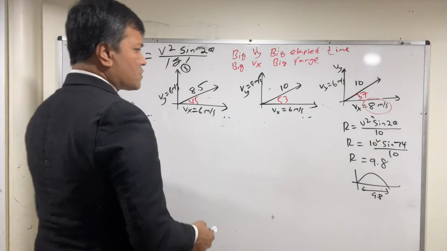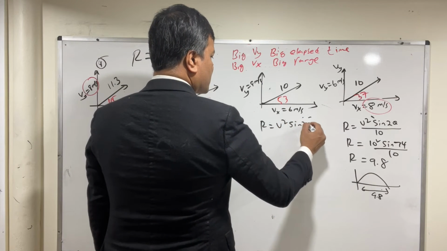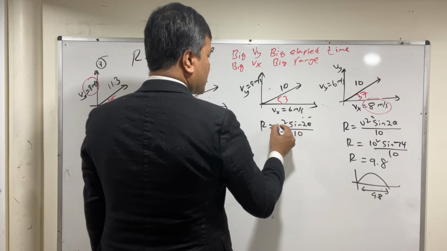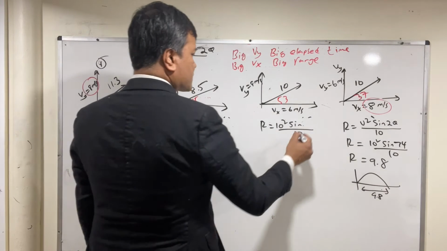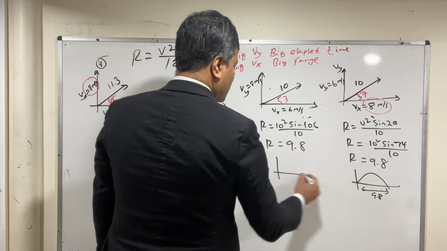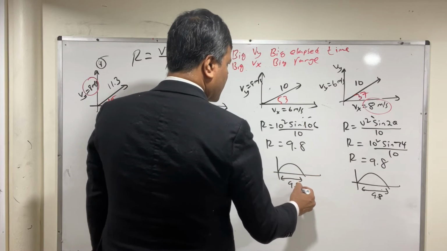Okay, now this one, let's see. R is equal to V square sine 2 theta over 10. V square is of course 10 square, sine 2 theta is sine 106. So this is also 9.8. So what happened? This and this are the same, 9.8.